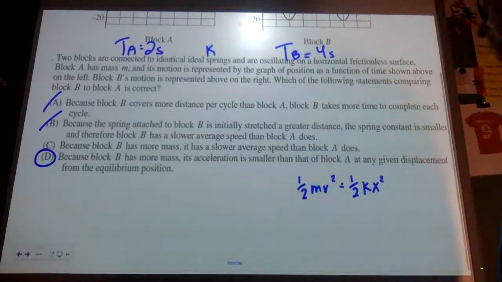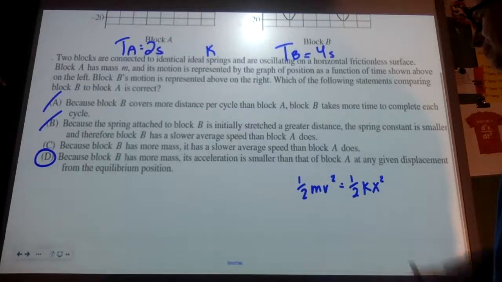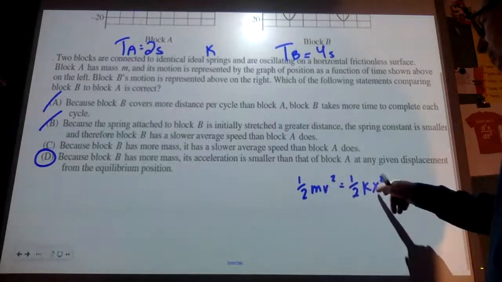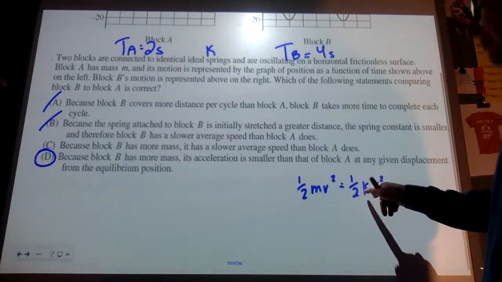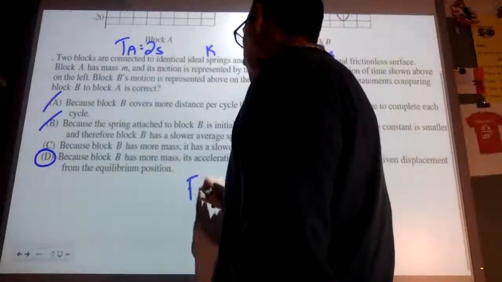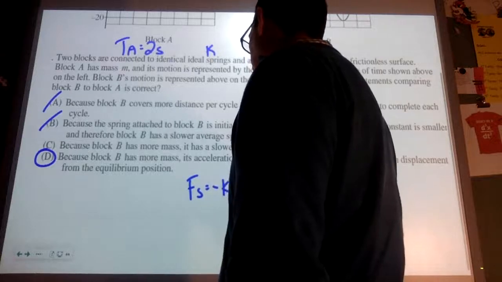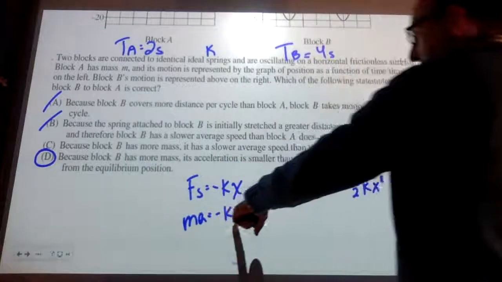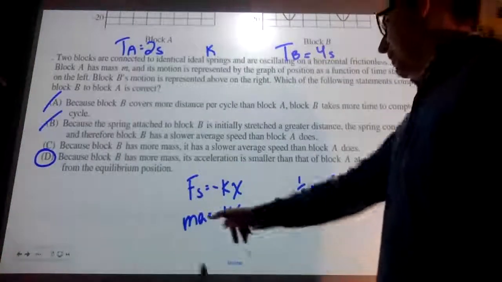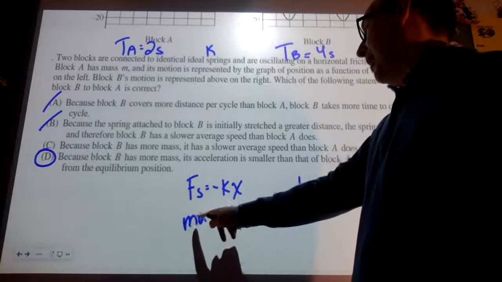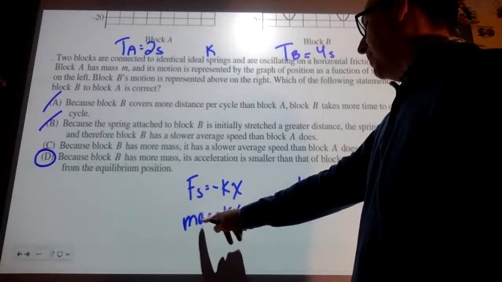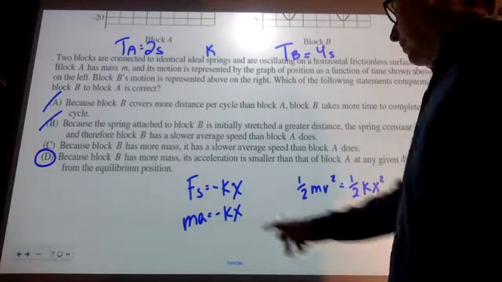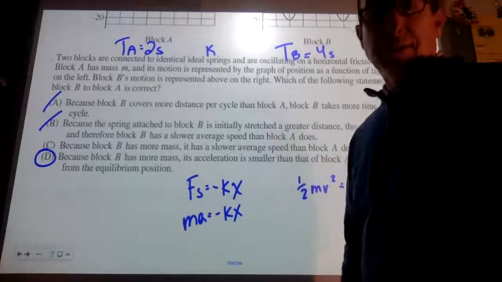So I can't say it's C because its average speed is going to be related to not just the mass, but also to how far you displace it, right? Because they have the same K. But I do know that the Ks are the same. And if M is bigger for B, then the acceleration is going to have to be smaller, right? Because it has this inverse relationship for any given x. So D is our best answer.